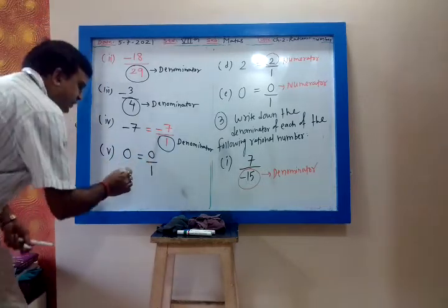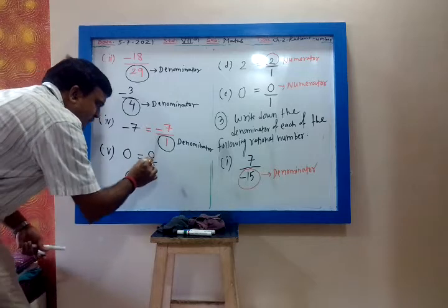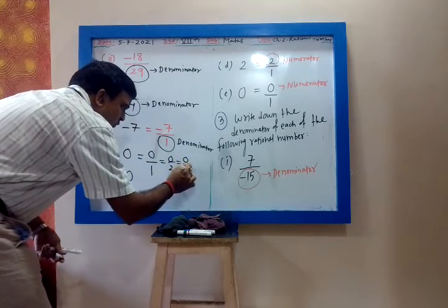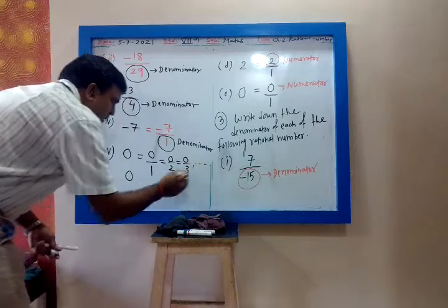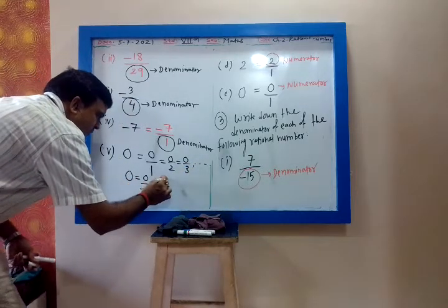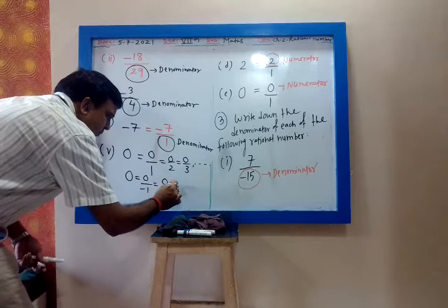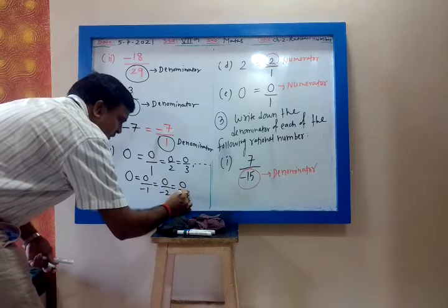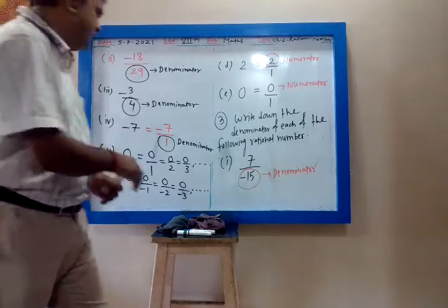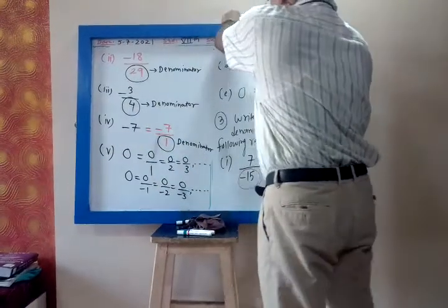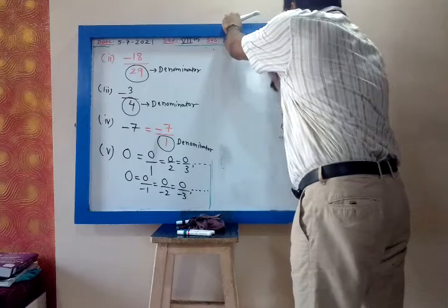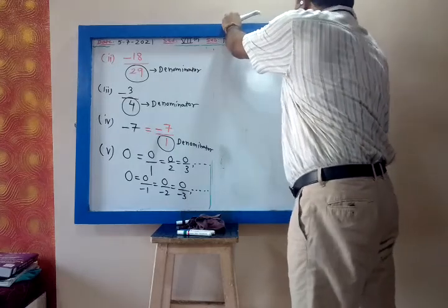You can also write 0 as 0 upon 1, 0 upon 2, 0 upon 3, 0 upon 4, and so on. You can also write 0 as 0 upon minus 1, 0 upon minus 2, 0 upon minus 3. You can divide 0 by any negative or positive integer, it will be 0. So what is my denominator? Tell me.